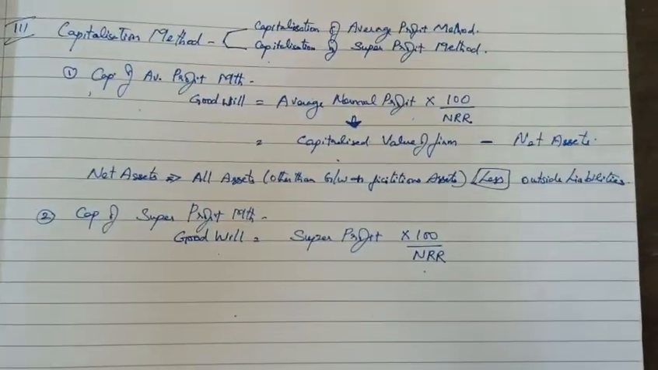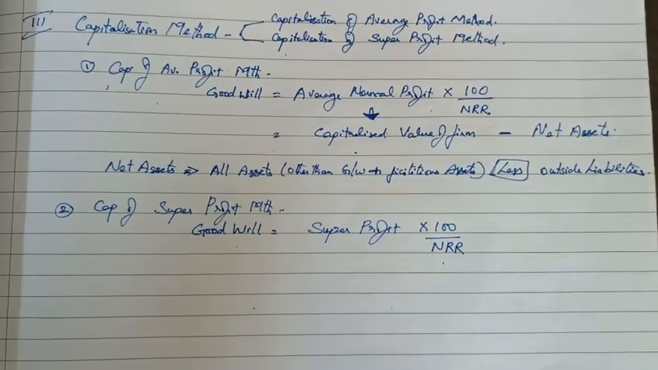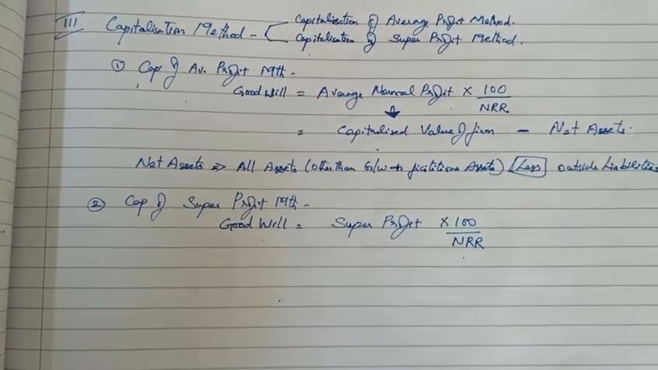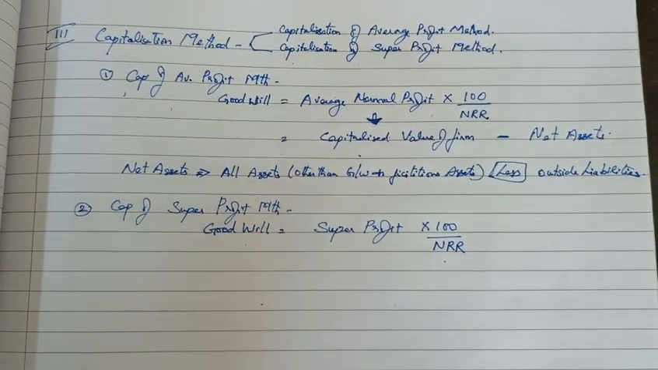Okay, so such an easy chapter this is, valuation of goodwill. Definitely you can expect 3 marks or 4 marks from this.